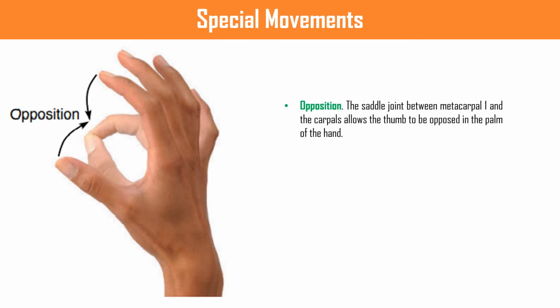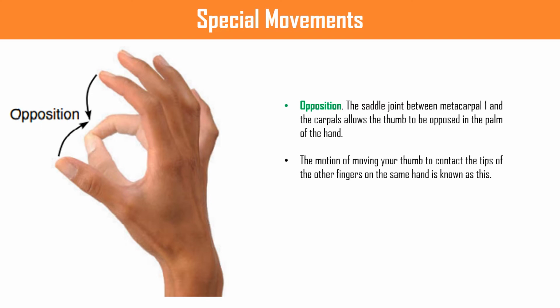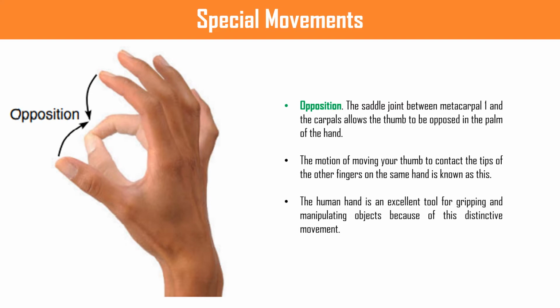Opposition. The opposition saddle joint between metacarpal 1 and the carpals allows the thumb to be opposed in the palm of the hand. The motion of moving your thumb to contact the tips of the other fingers on the same hand is known as this. The human hand is an excellent tool for gripping and manipulating objects because of this distinctive movement.